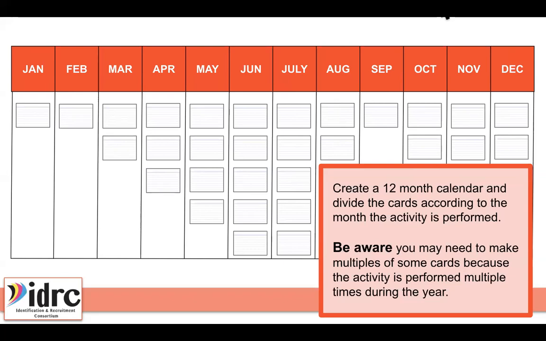You're going to start sorting them according to when the activity needs to be done. It's important to note that a lot of the activities we do might take place over the course of several months, so we might need to make multiples of some cards so we can properly put them in the months that they're being completed. And so you may have multiple of the same cards so you can put them in multiple months, and that's okay.